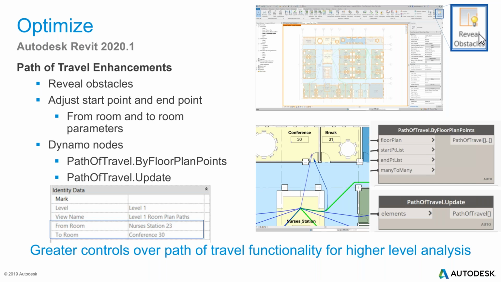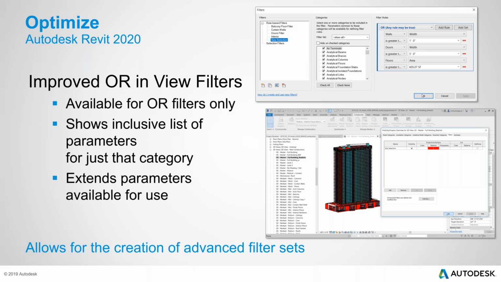The next feature that we have is improved OR in view filters. Now we can add multiple OR filters or AND filters for selecting elements. We can use multiple categories or type properties to filter, to add the filter rules. And that is also again very simple.